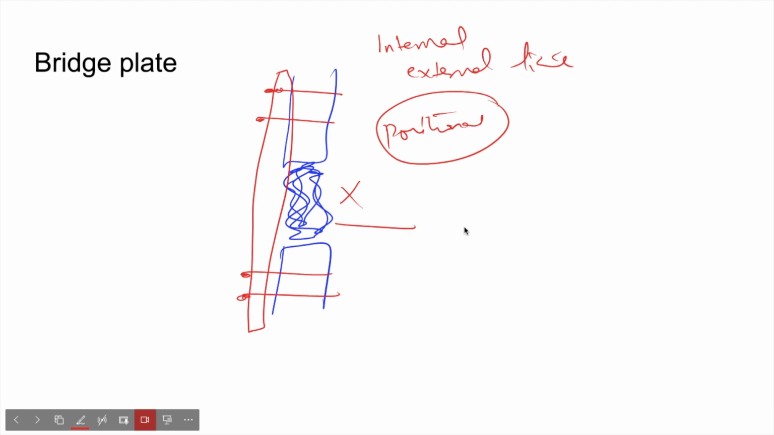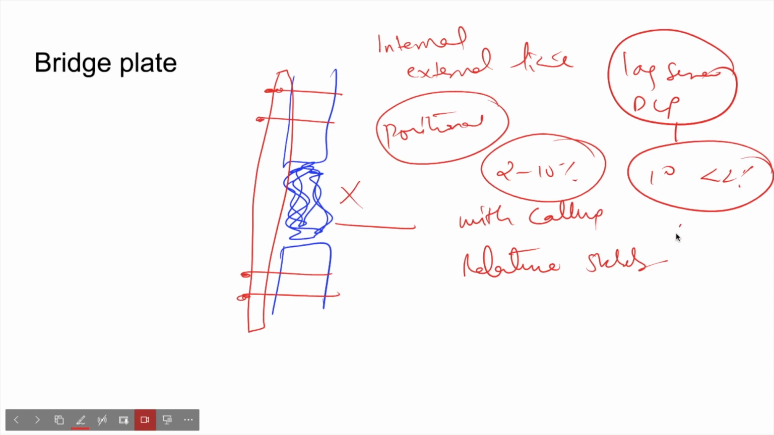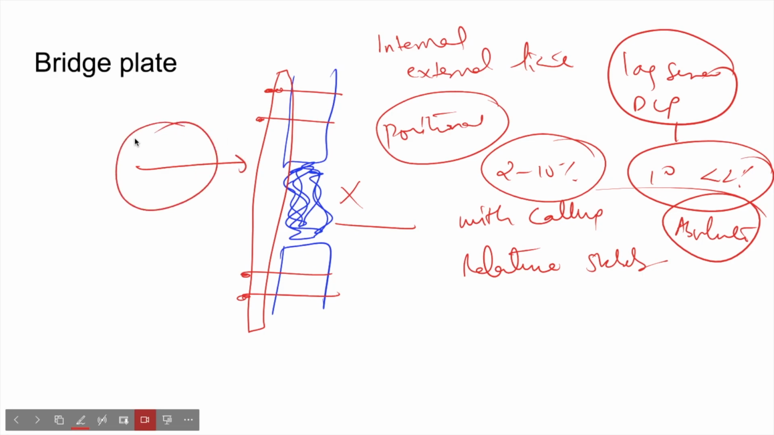Here the fracture heals with callus formation because there is only relative stability. The strain is about 2 to 10%. Right? In lag screws or in DCP, the healing occurs via primary intention. The strain is less than 2%, and there is absolute stability, and there is no callus formation. So this is the bridge plate, where the principles are similar to the external fixator application.